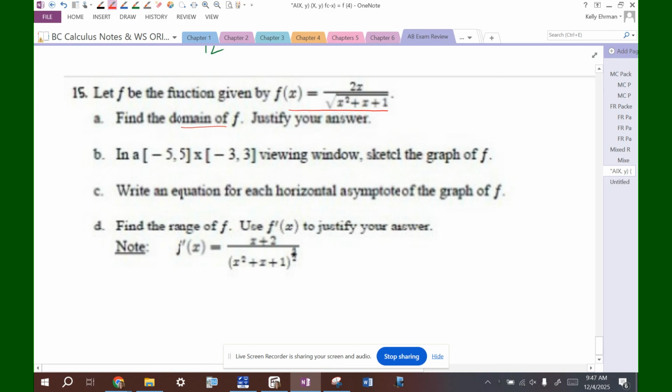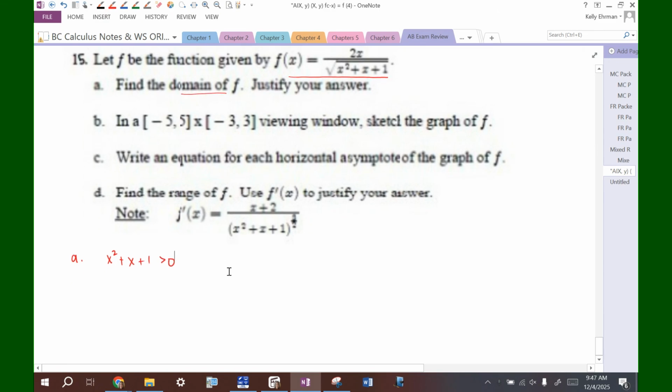So this is back to like a pre-calculus problem. F is a rational function. Its denominator can't equal 0. And because we have a square root in the denominator, we need to ensure that the expression under the square root stays positive. So for domain, we need to make sure that x squared plus x plus 1 remains greater than 0. So let's find the zeros for this.